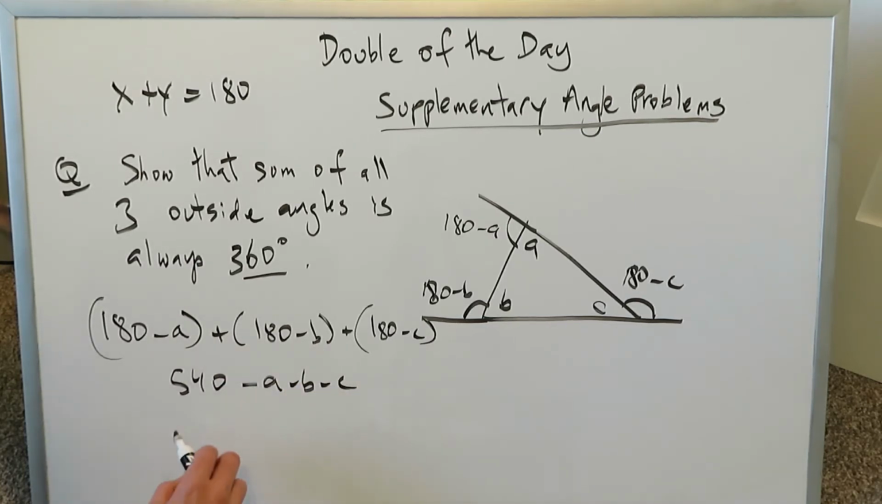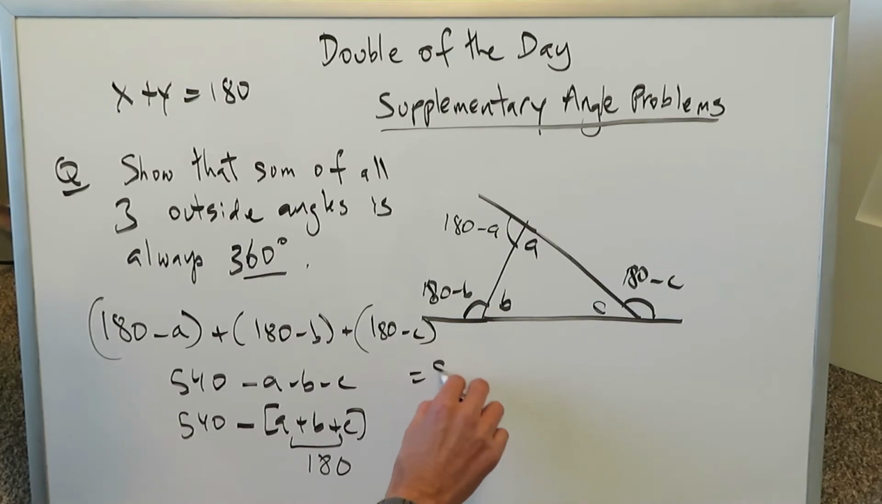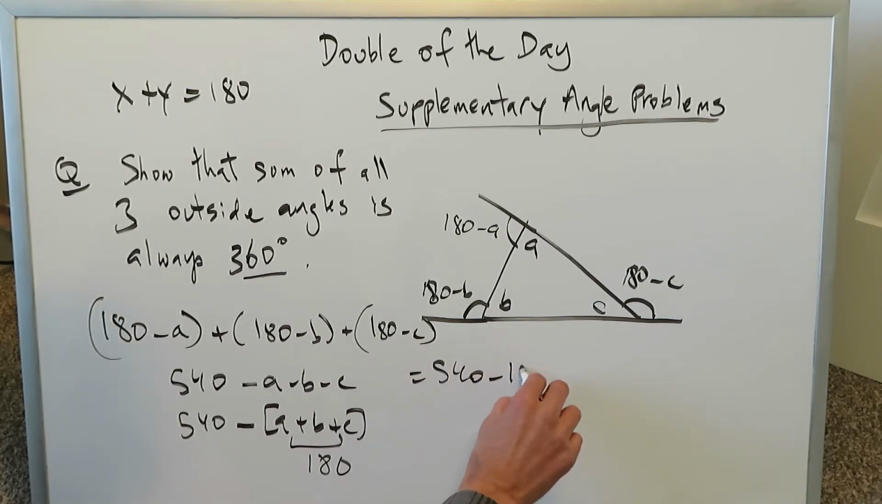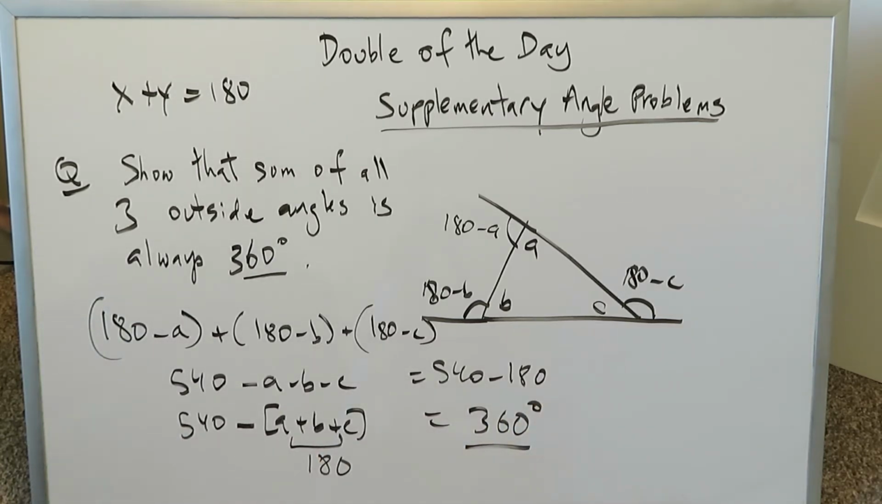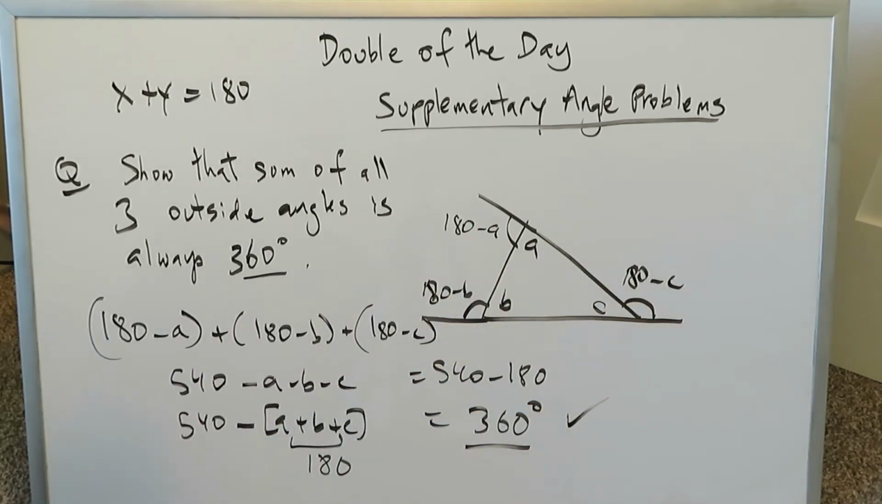You can use algebra over here and modify this a bit. We have 540 minus, you can do A plus B plus C, because this is exactly the same as that. If we know the sum of the internal angles of a triangle is always 180, all of this substitutes to a 180. So you're essentially looking at 540 minus 180, and that will give you 360 degrees, which is what we wanted to know all along. And this question is done. It's an interesting way of showing this specific proof, which you could see in a geometry class. Maybe you can remember this.